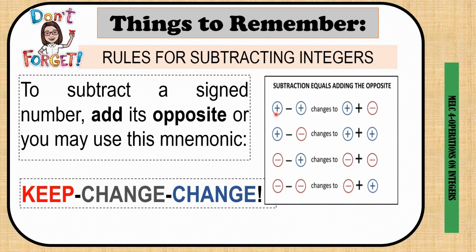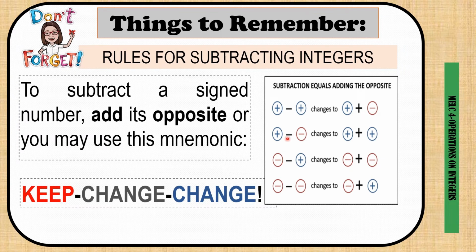So here is the rule for that. Positive minus positive, you have to change to positive. Remember, keep this first given. So keep it. That's why it is still positive. Then change, change. So if you are going to change negative, it will become positive. Okay, and change again. So this is positive, so it will become negative.